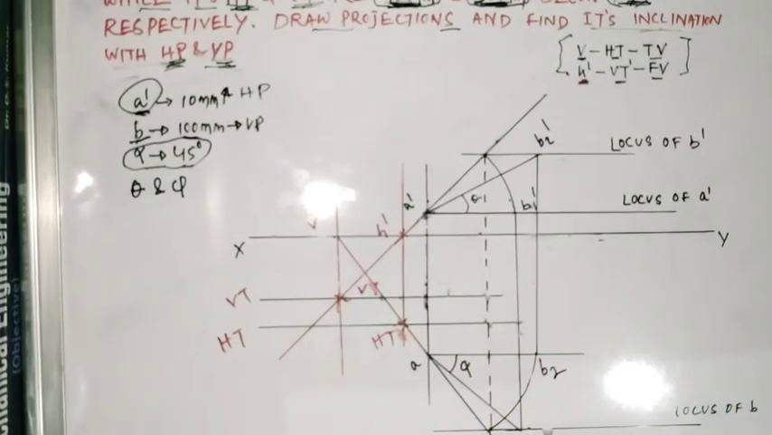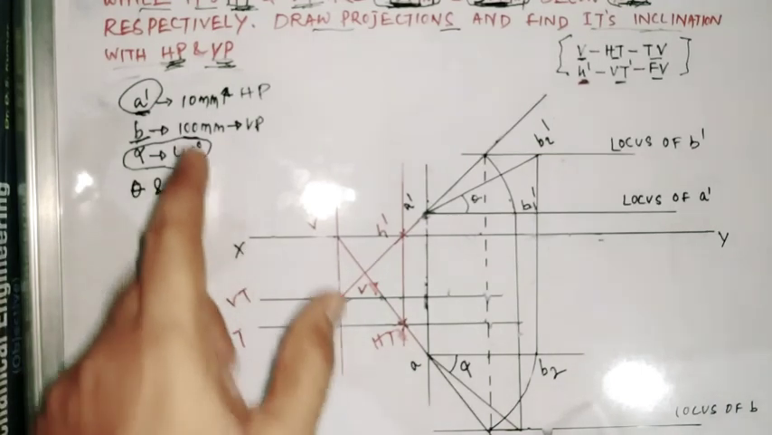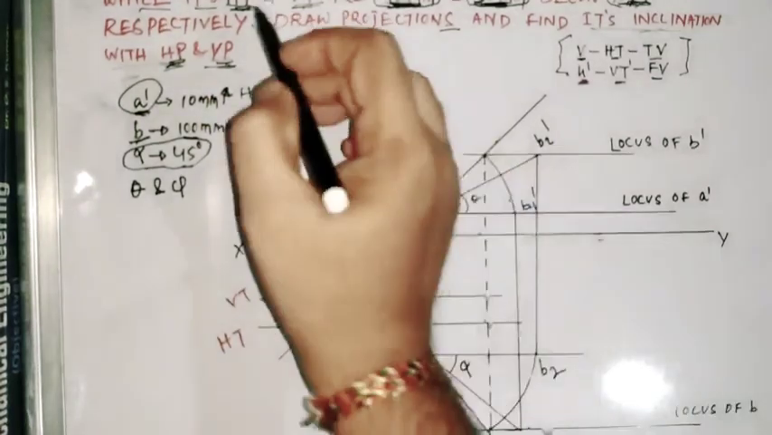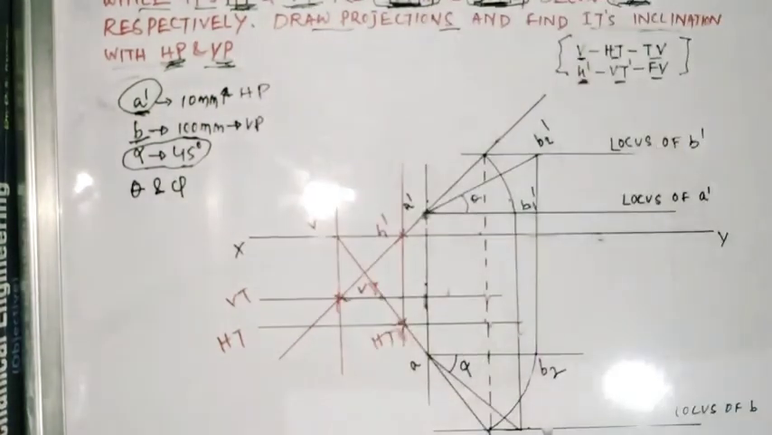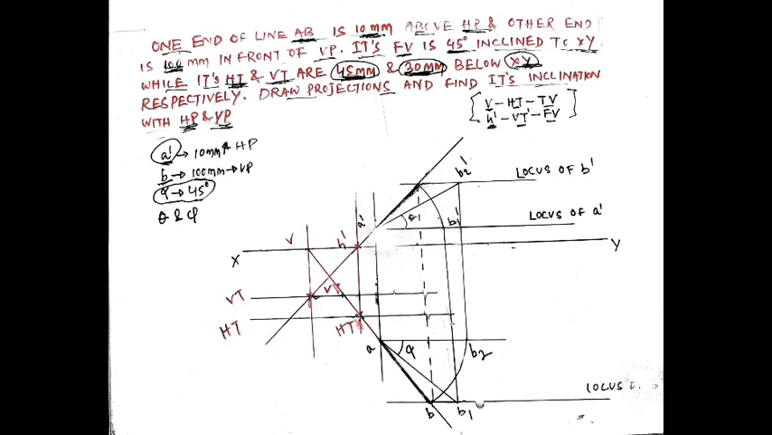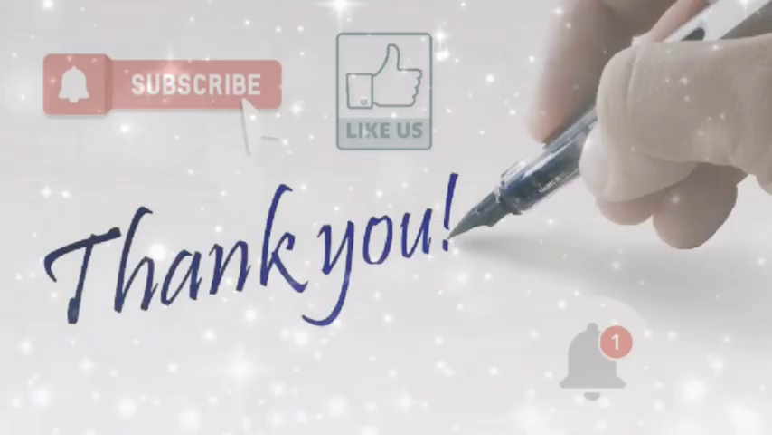I think you have understood this concept, using your horizontal trace and vertical trace, of how we have drawn the projection. Finally we'll be getting a figure like this, where we have located all the points and the vertical trace, and we have drawn the front view and top view, as well as determined the true length of the line. With this we have reached the end of the lecture for today.